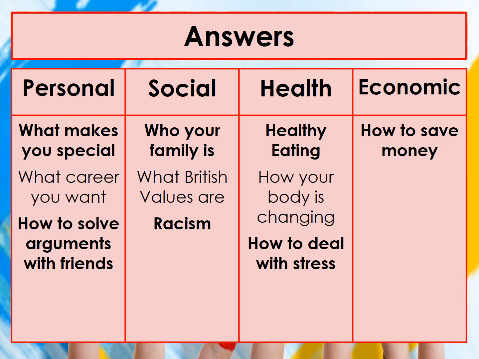In your social PSHE lessons, we look at topics like who your family is, what British values are, and problems in society such as racism. In your health PSHE lessons, we look at topics like healthy eating, how your body is changing, and how to deal with stress. And in your economic PSHE lessons, we look at topics like how to save money.